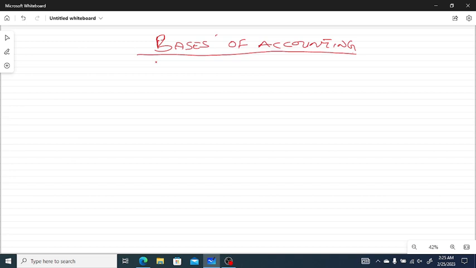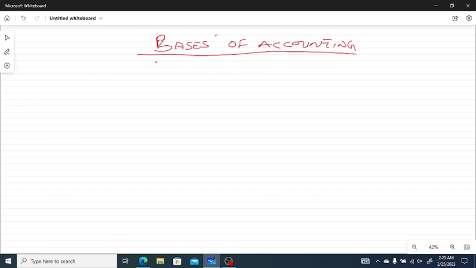Now, in this chapter, we are going to look at the basis of accounting. On that basis of accounting, we are going to look at the 3 bases of accounting which go to the heart of how transactions are recognized and measured in an entity.